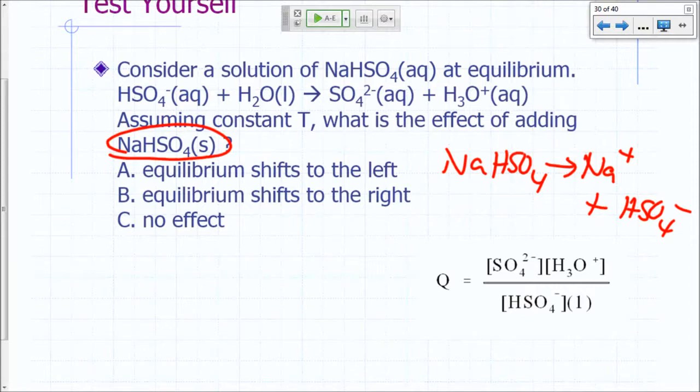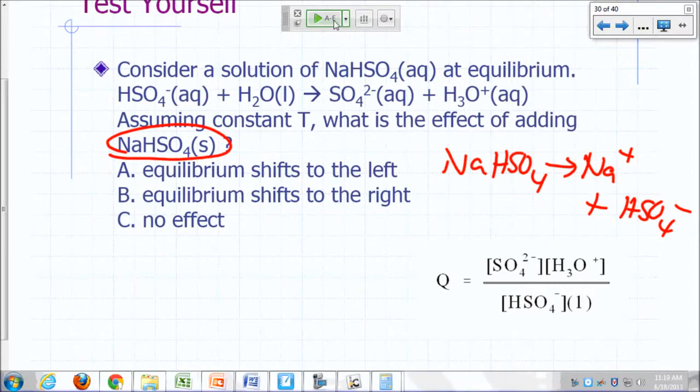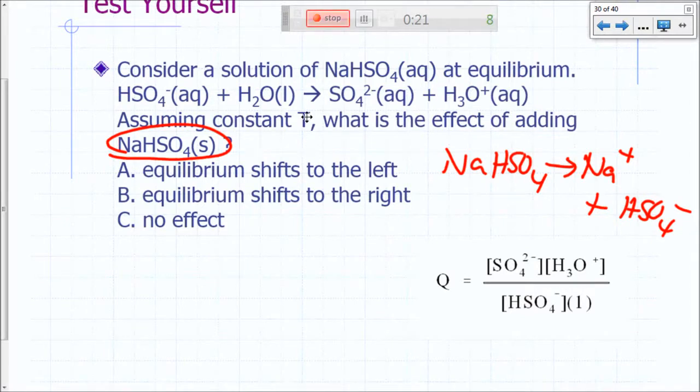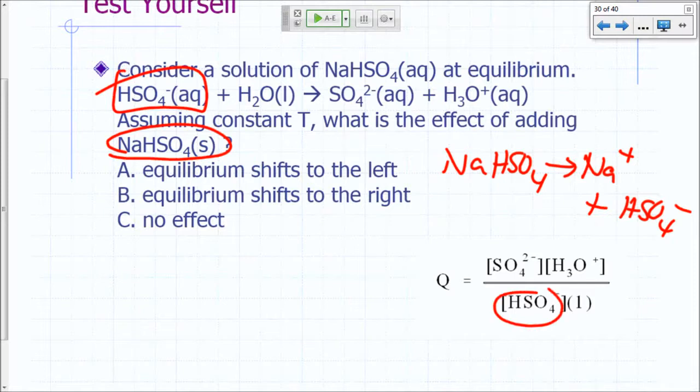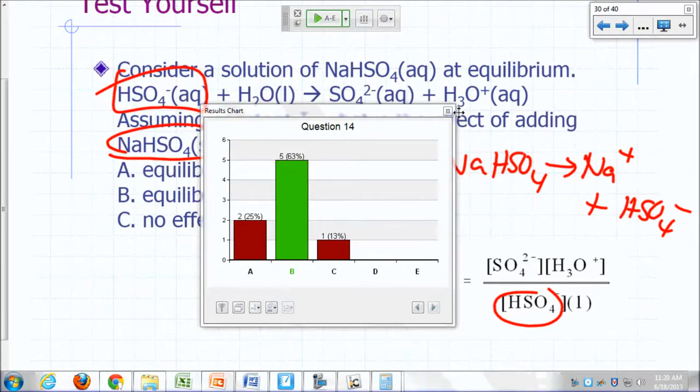So will the reaction shift to the left or to the right? If you add more reactants, you're making Q smaller. If Q is smaller, which direction will it take? It goes to the right to make it big again, okay? So the correct answer is shifts to the right.